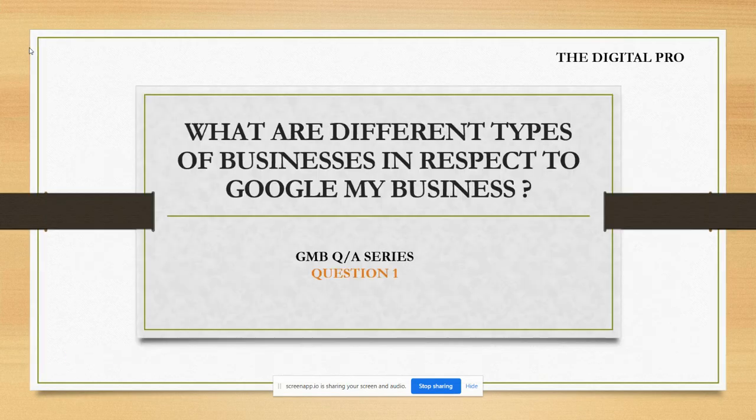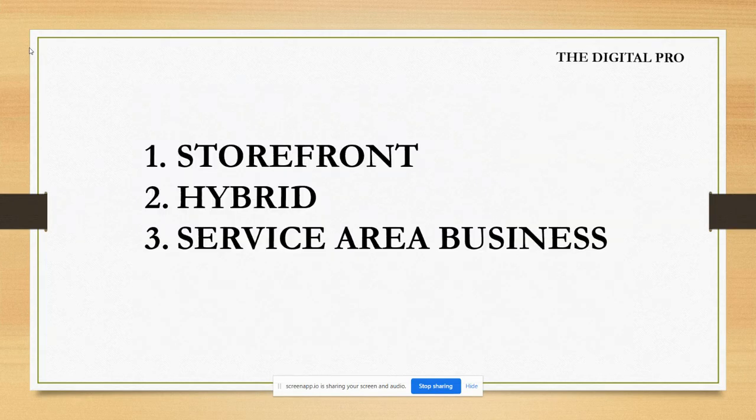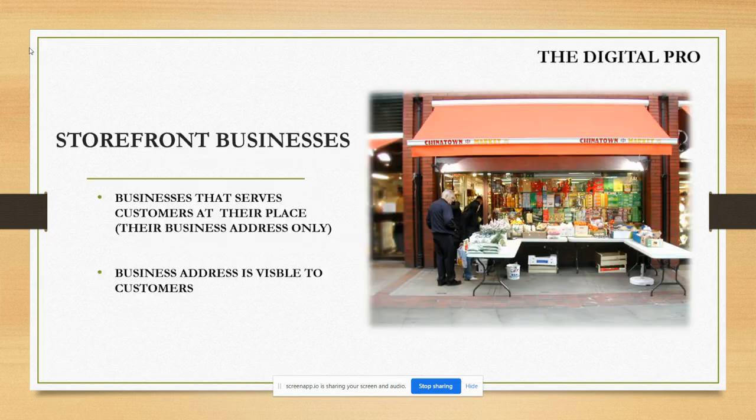So, our first question is, what are the different types of business in respect to Google My Business? We have three types of businesses, that is storefront, hybrid, and service area businesses. These are the three most common types of businesses, and we create a profile in Google My Business on the basis of these three structures. So the first is storefront business.